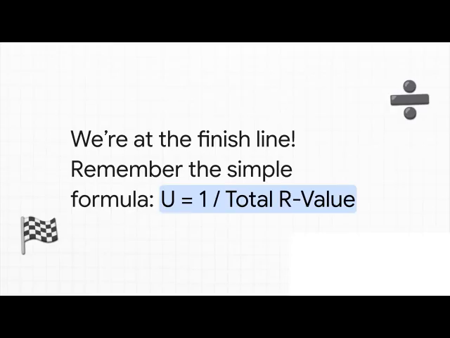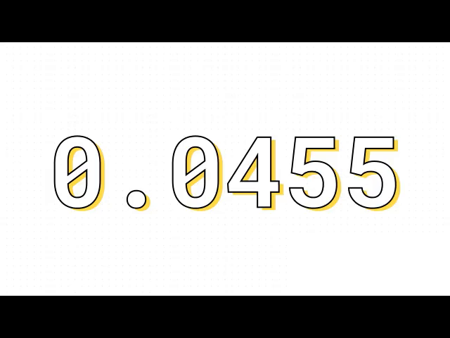We are on the final step. We've got our total R value. Now, to find that U value, we just have to use that super simple formula from the beginning. So we take 1 and we divide it by our total R value, which was 21.96, and the result is our final U value, 0.0455. And remember what we learned at the very start? For U values, a lower number is better. And this is a very low number, which tells us this is an excellent energy-efficient wall.